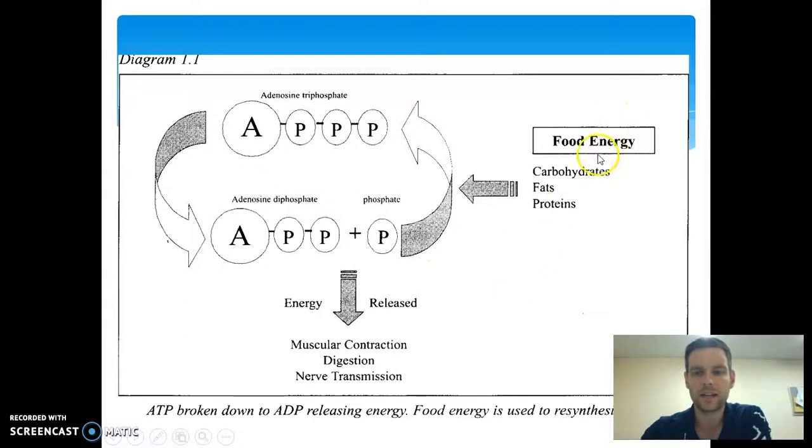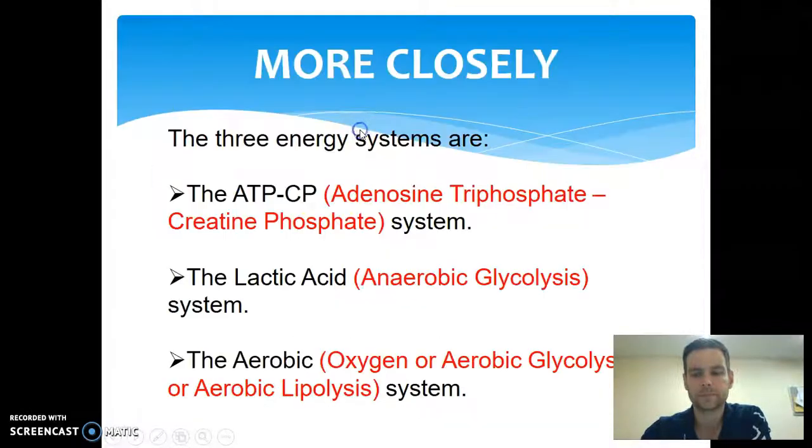As long as we get food energy to reconvert that phosphate back onto the ATP, this cycle can continue to happen. As we showed before, as this third phosphate breaks off from the ATP molecule, we get ADP. The phosphate molecule breaks off. That little energy release is what we use for muscular contraction, things like digestion and nerve transmission. So, things we need energy for. Food energy, as long as we've got energy from carbs, fats and proteins as an extreme case, we can resynthesize that ADP back into the ATP.